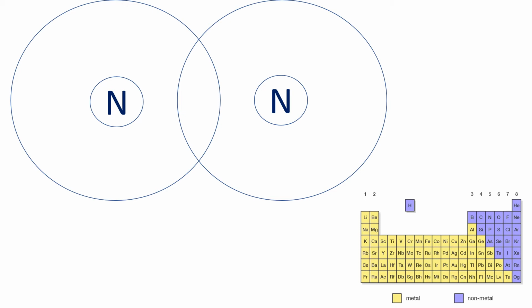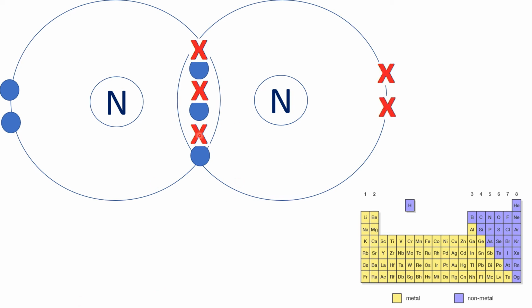This is group 5. So group 5, it needs 3 more in order to become stable, so each is going to share 3. There we go. Let's look at this nitrogen atom here. I've got 1, 2, 3 of its own, 4, 5 of its own because it's group 5, but 8 in total. And this nitrogen here, it's got 1, 2, 3 of its own, so 4, 5. So 5 of its own, and 8 in total.